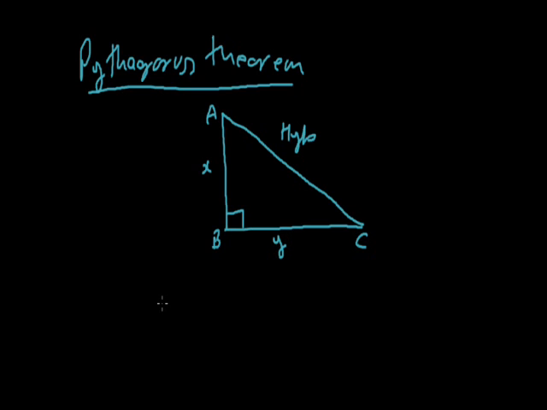Now, according to the Pythagoras theorem, the square of the side opposite to the 90 degree, that is the hypotenuse, is equal to the sum of the squares of the other two sides, that is x square plus y square. This is the Pythagoras theorem.